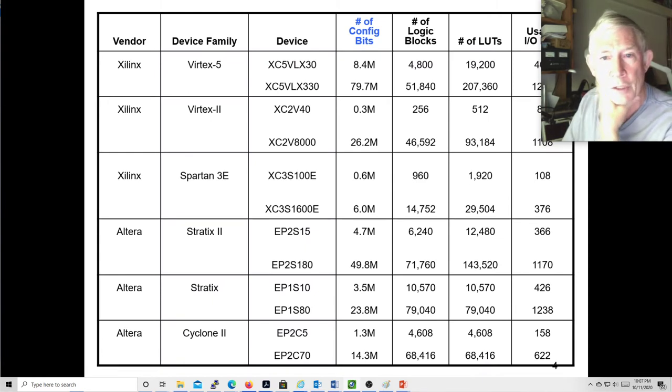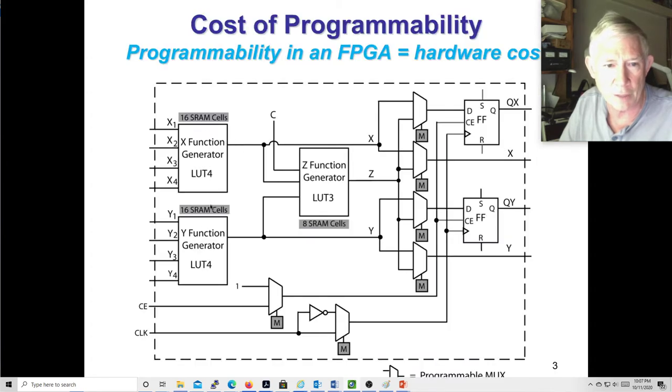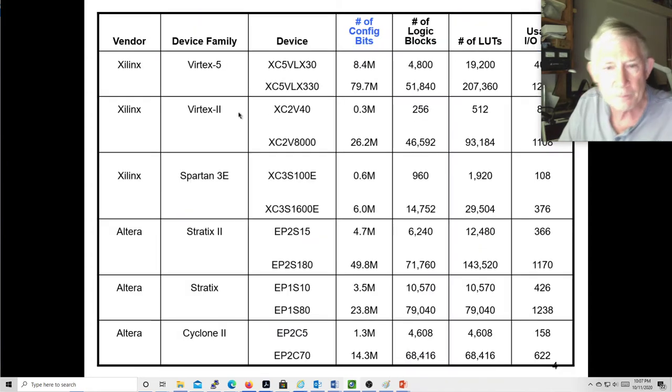So here's some of the parts. We don't have the Artix on here, and this Virtex family is the one that has these LUT 4s. So you can see how many configuration bits are involved for some of these parts. 80 megabytes of configuration bits. I think for our part, I don't remember, but quite a bit.